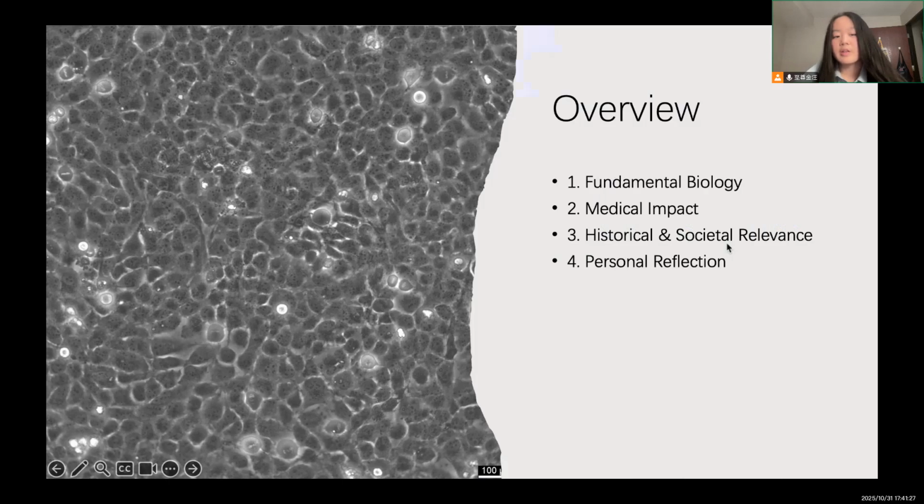So here's our roadmap. First, we'll revisit fundamental biological concepts such as cell division and what human diploid cell strains are. Next, we'll delve into the origin and characteristics of the WI38 cell line. Then, we'll examine its medical impact, especially its role in vaccine development. After that, we will explore the historical and social relevance, including ethical concerns and public policy implications. Finally, I will offer some personal reflection on why WI38 matters to me and our society.